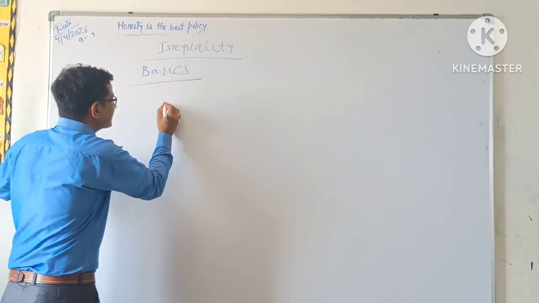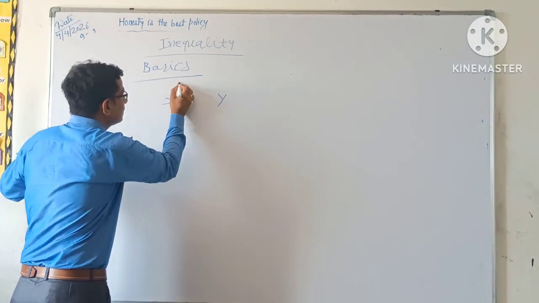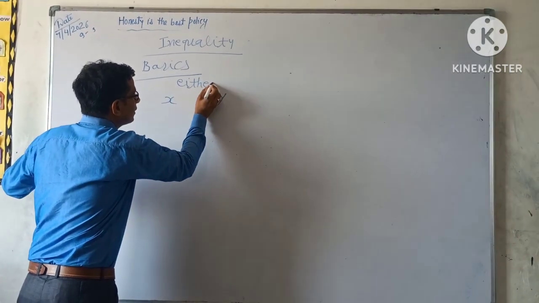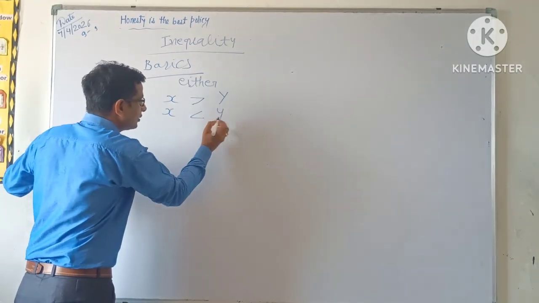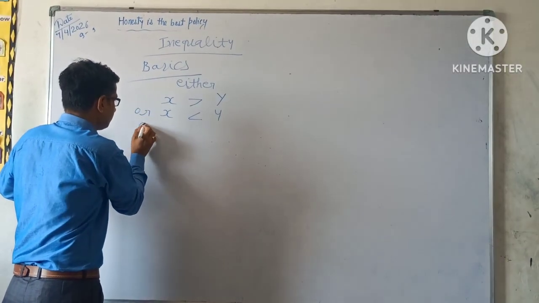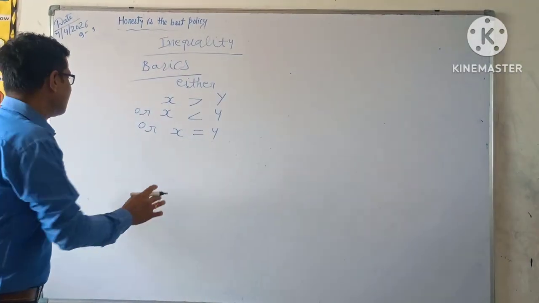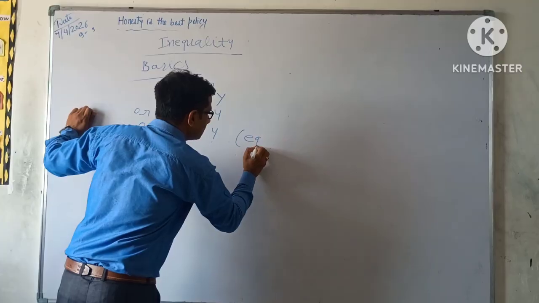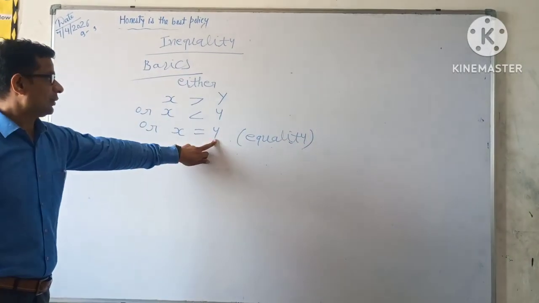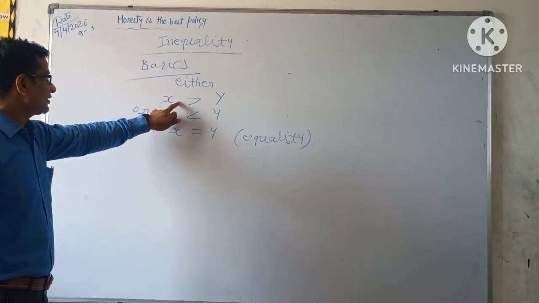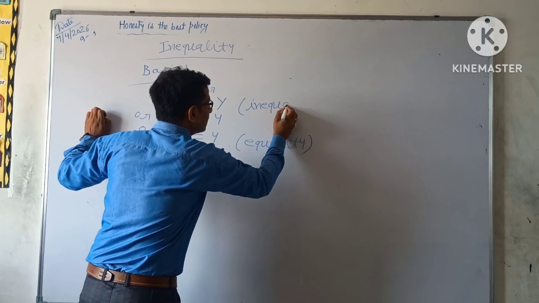Comparability means if x is a real number and y is another real number, then either x is greater than y, or x is less than y, or x is equal to y. Three possibilities are there. If two real numbers are equal, this condition is called equality, and the other two conditions are called inequality.